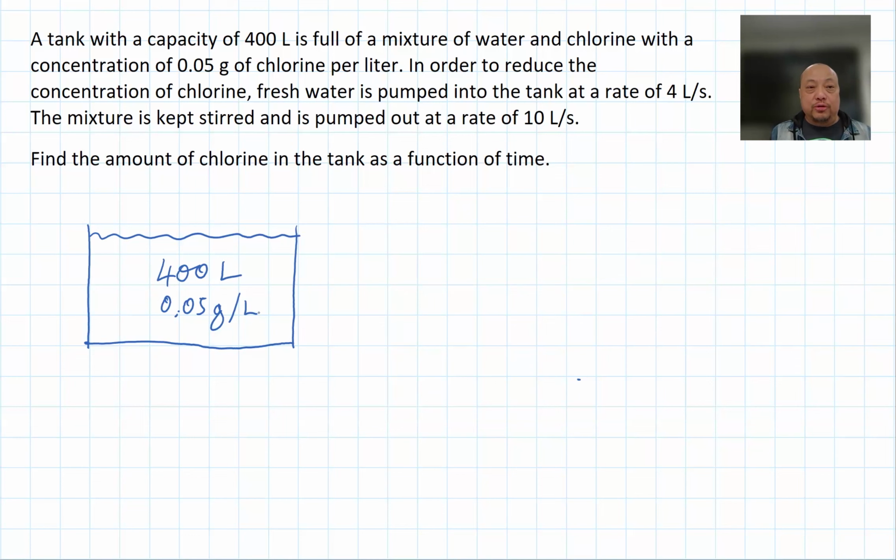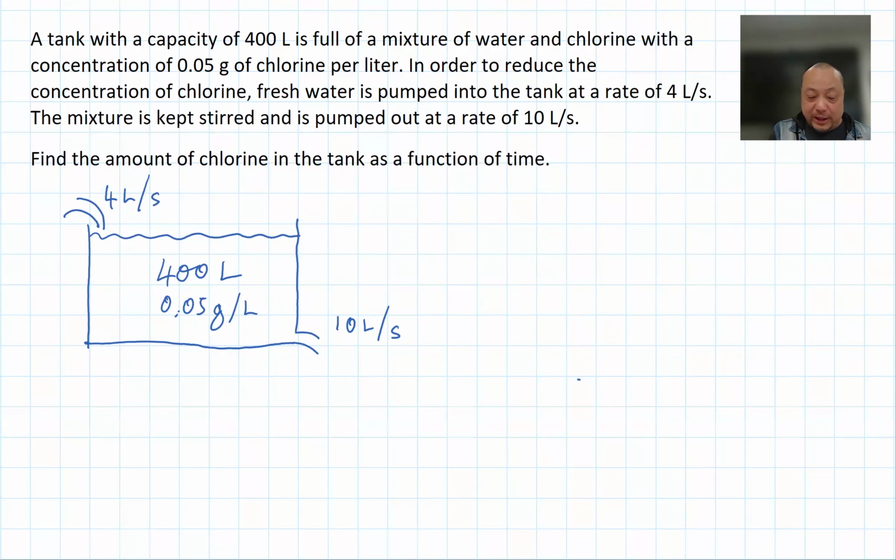In order to reduce the concentration of chlorine, fresh water is pumped into the tank at a rate of 4 liters per second. So you have incoming pure water at 4 liters per second, and the mixture is kept stirred and it's pumped out at a rate of 10 liters per second. The incoming water is just pure water, and the mixture coming out is well mixed with chlorine in it. Find the amount of chlorine in the tank as a function of time.